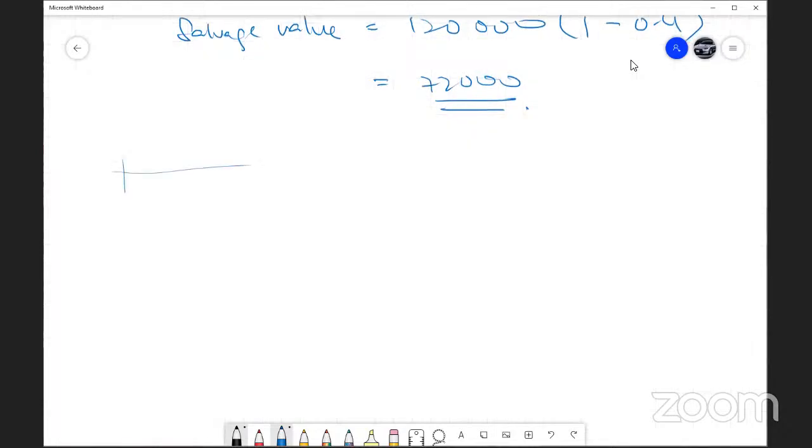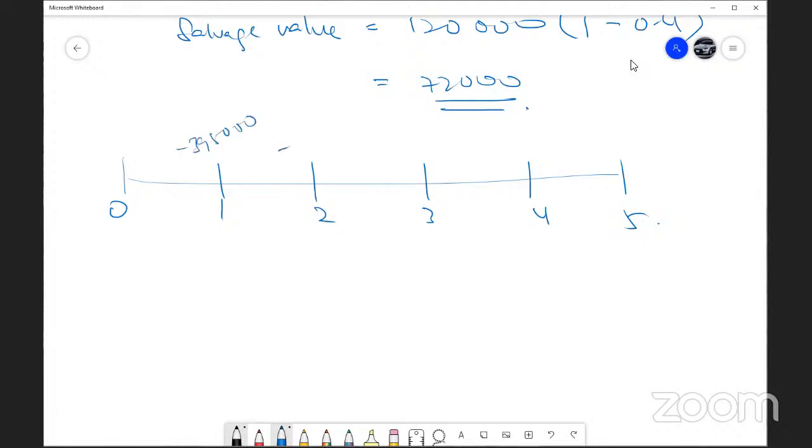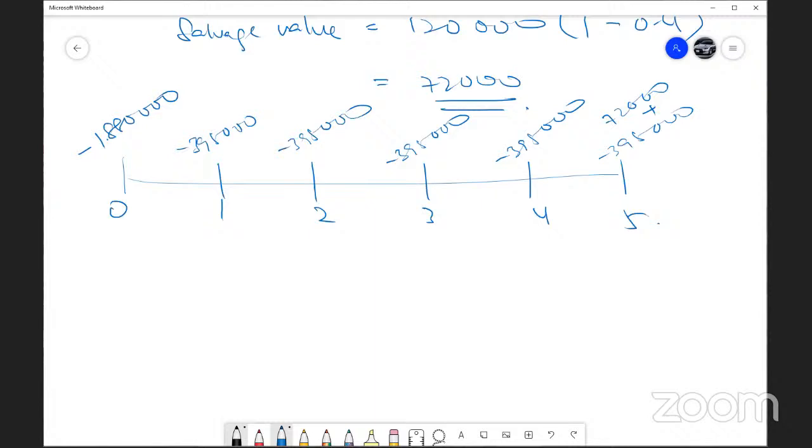So what are you going to do now to count the NPV? Again, you can put it into a timeline. 1, 2, 3, 4, 5. All right. Every year OCF is negative 395,000. Final year here, $72,000 additional. Okay. Initial investment is $1.88 million.